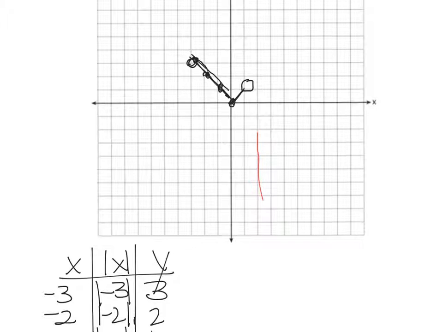So 1, 2, 3, 4, 5, 6, 7, 8. Okay, so the points are 1, 4; 2, 4; 3, 4; 4, 4; 5, 4; 6, 4; 7, 4; 8, 4. And there's our line. And that's how you graph it.